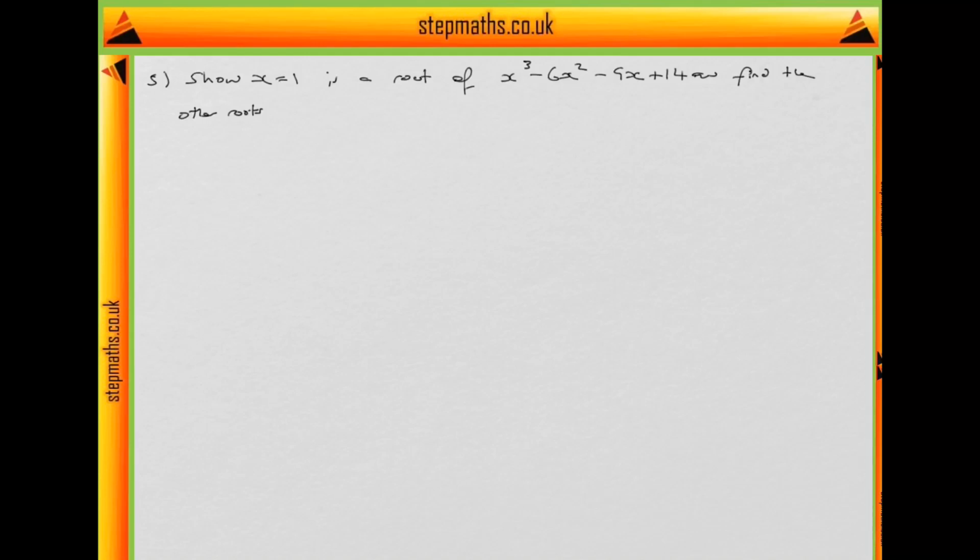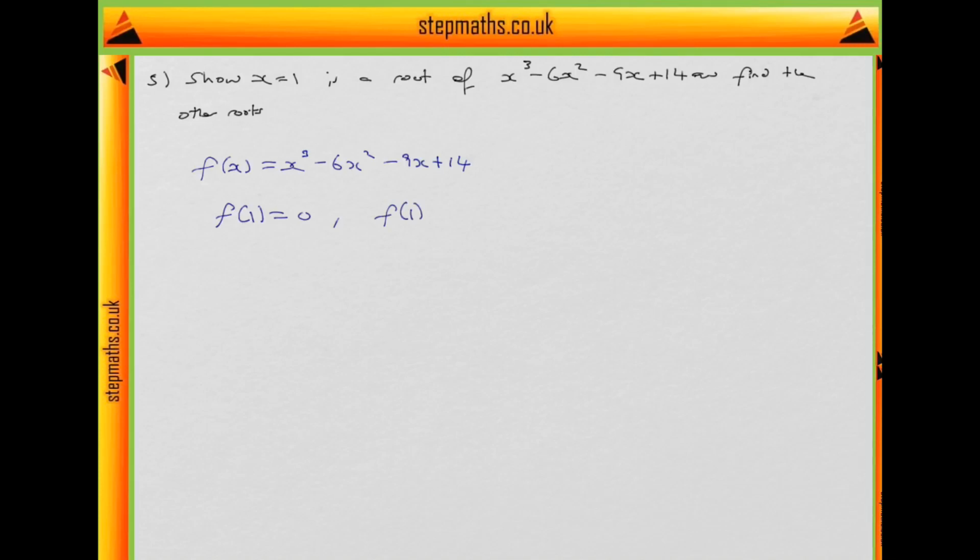Well, our first step is to use the factor theorem to show that x equals 1 is a solution to this polynomial. So we label the polynomial as f of x. We let f of x equal x cubed minus 6x squared minus 9x plus 14. And we know from the factor theorem that if x equals 1 is a root, then f of 1 will be equal to 0.